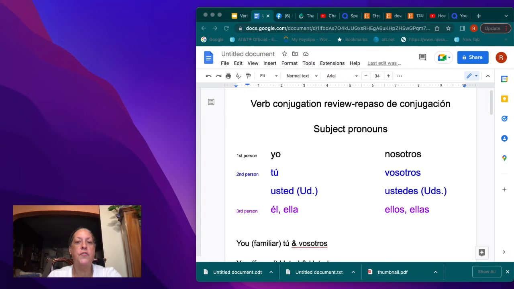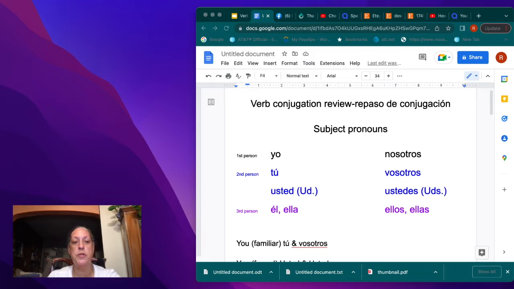This lesson is for anyone who has already studied Spanish in high school or college and would like a refresher on verb conjugation. So let's get started on our subject pronouns. Hopefully you remember your sets of subject pronouns, which I've divided by singular and plural columns. We have first, second, and third person. Yo, which is first person singular.